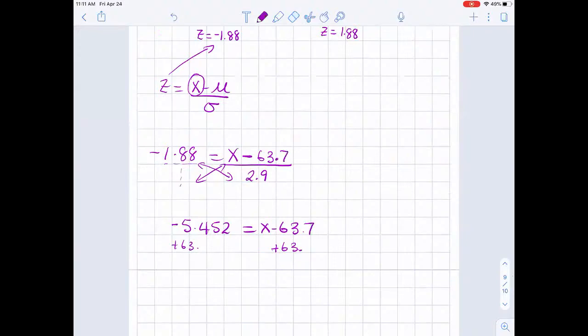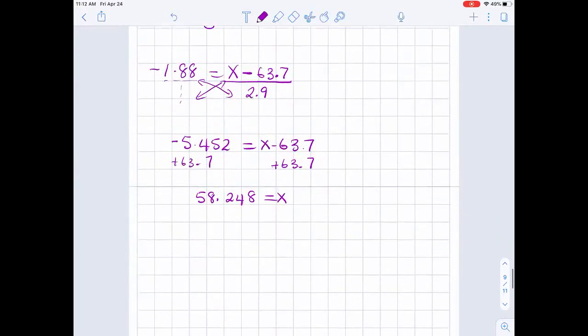So we have to add 63.7 to both sides, right? So negative 5.452 plus 63.7 becomes 58.248 is equal to x. Now x represents the height, so you could round this. They didn't specify. So this is approximately 58.2 if you want 1 decimal place, or 58.25 if you want. Inches, right?